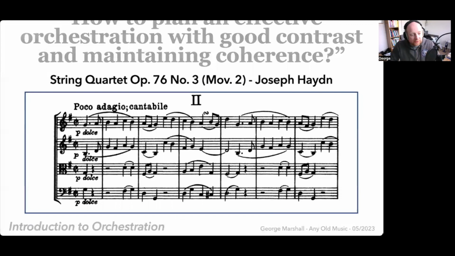To illustrate this idea of contrast and coherence, we'll be looking at just a piece of chamber music. I say just a piece of chamber music, I shouldn't put it down like that. It's actually the perfect piece to look at for this question. And that piece is Haydn's String Quartet, Opus 76, number 3. And we'll specifically be looking at the well-known second movement that uses the German national anthem, or what was known as the Emperor's Hymn back then, as the basis of some variations.